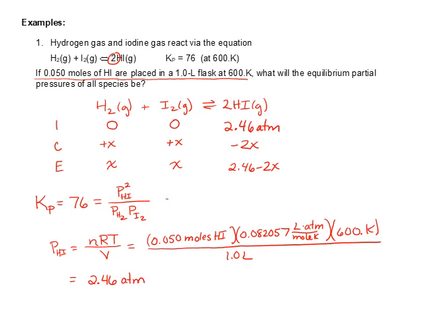We can now plug these into our expression for the equilibrium constant. So on top, we have 2.46 minus 2x, but we have to square that partial pressure. And on the bottom, we have x times x, or if we rewrite that, we would have it over x squared. I'm going to move to the next slide and rewrite this equation.